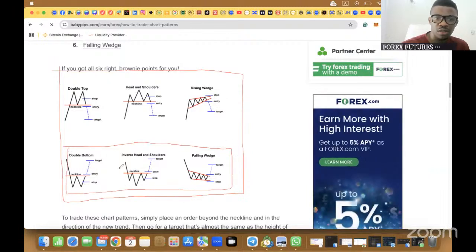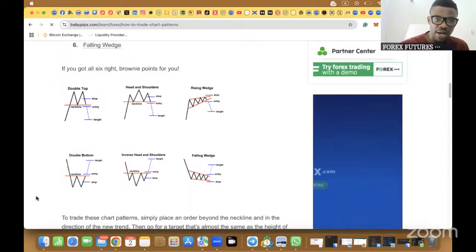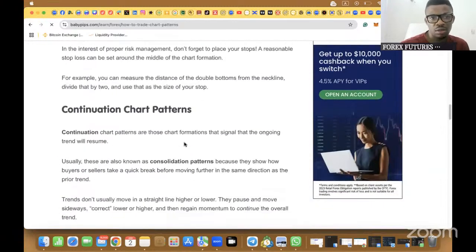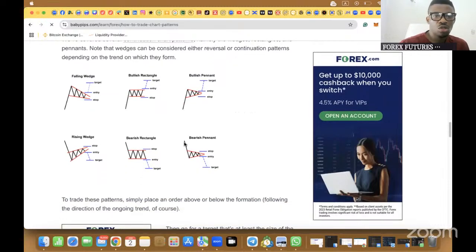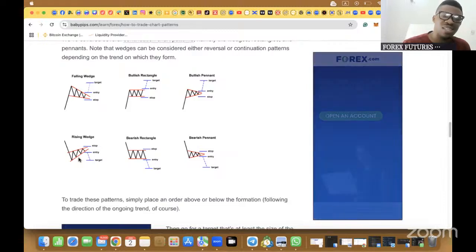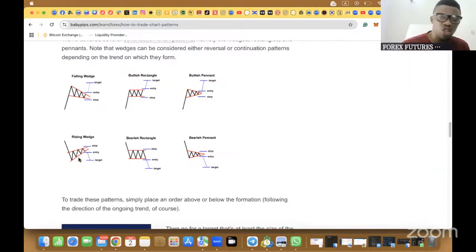This is the most important for me because of the bull run and what we are facing right now in the markets. So this is continuation of chart pattern. These ones are the ones I say I don't pay attention to. This one, they are confusing. They can cause problems for you.